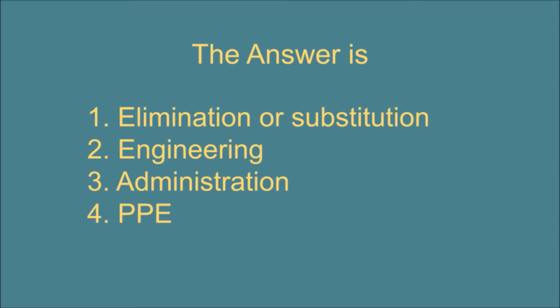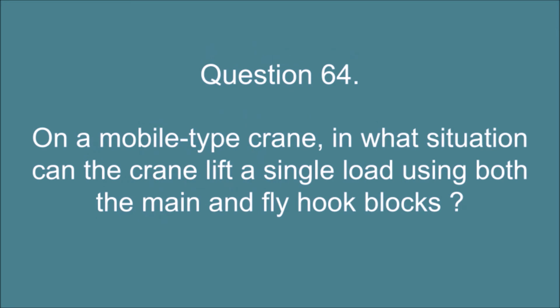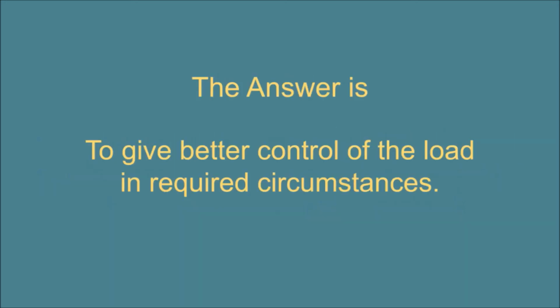PPE. Question 64. On a mobile type crane, in what situation can the crane lift a single load using both the main and flyhook blocks? The answer is: to give better control of the load in required circumstances.